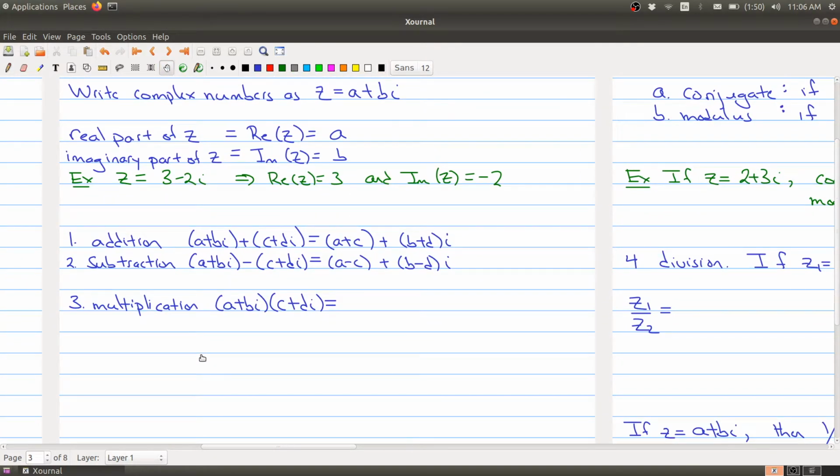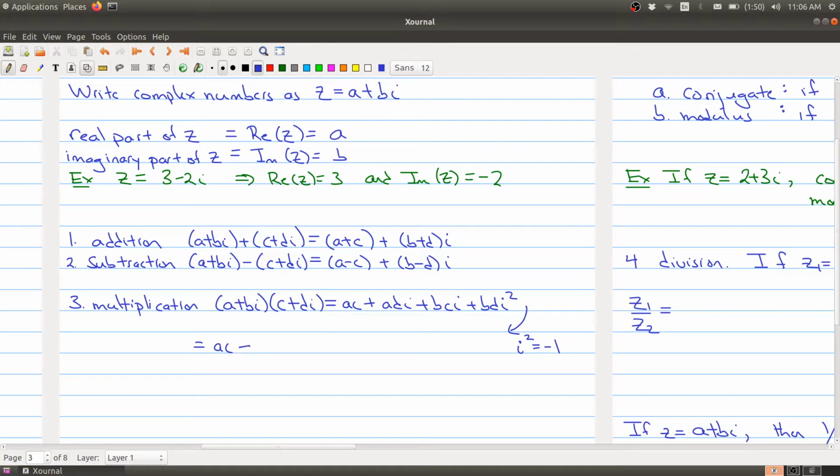Multiplication is also kind of straightforward. If you remember the rules of FOIL, you just have to expand these out. First of all, just do regular multiplication. You would have a times c, plus ad times i, plus bc times i, and then plus bd times i squared. Then you want to simplify it. As you're simplifying, the first thing you want to remember is that i squared is equal to negative 1.